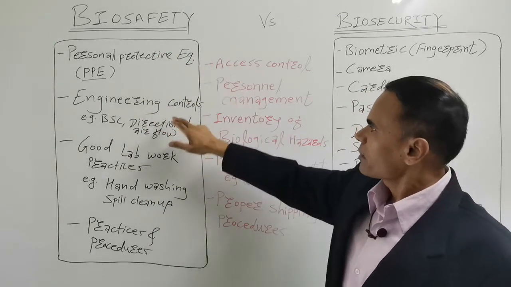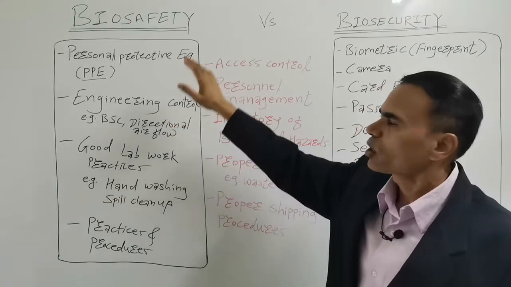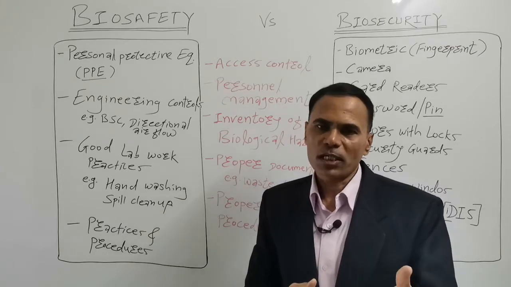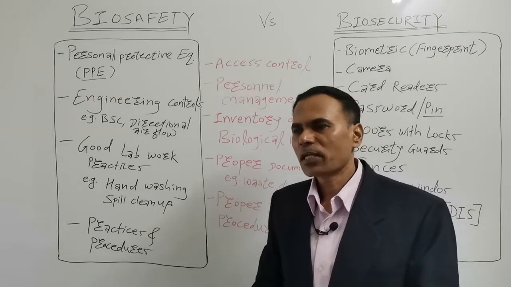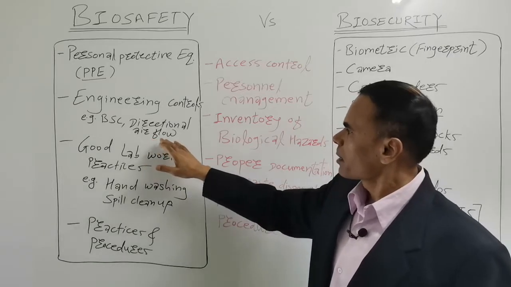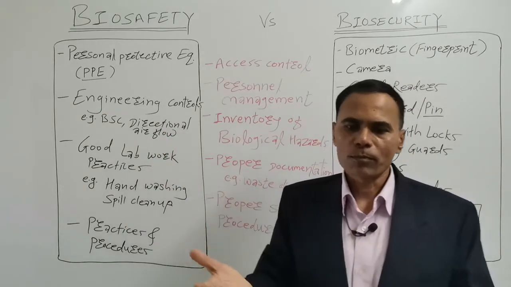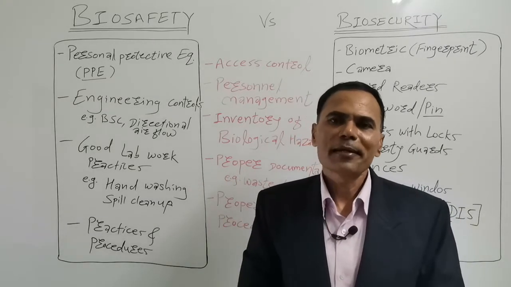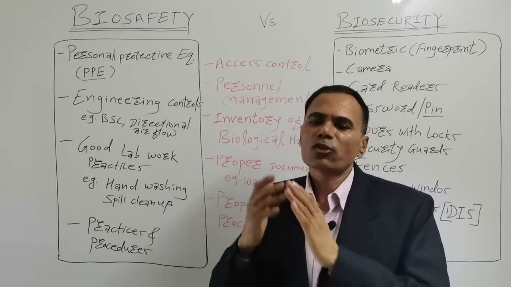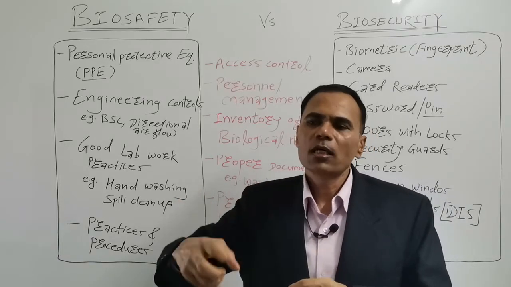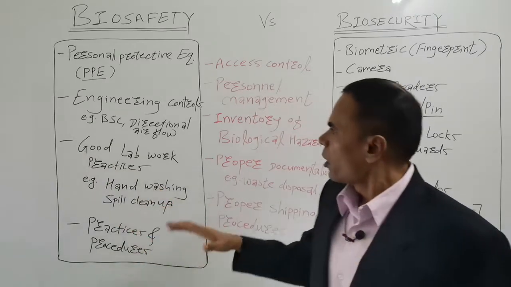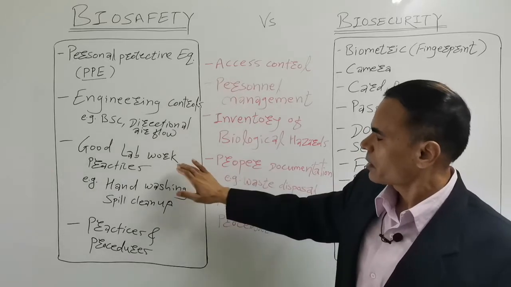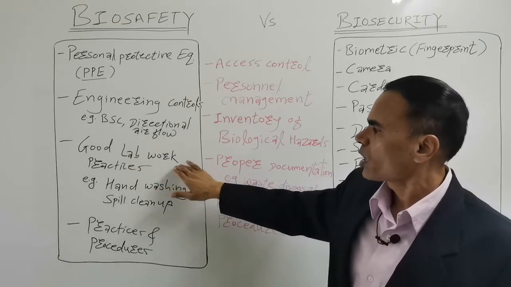Another feature of biosafety is that we use engineering controls. For example, we use the biosafety cabinet in the laboratory to handle the biological agents and their derivatives. Another example is directional airflow. In containment laboratories, the air pressure should be negative, so the biological agents or their derivatives will not escape from the laboratory to the surrounding environment.